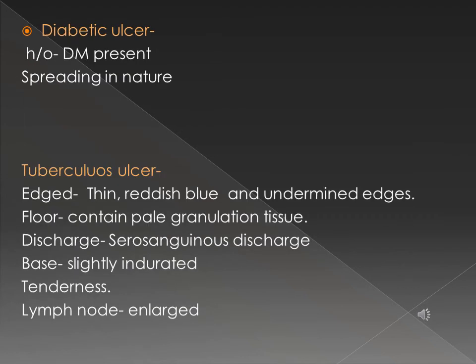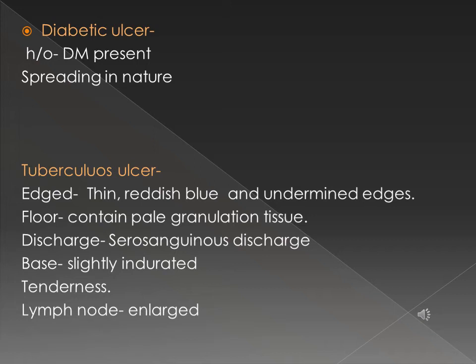Now the next one is a diabetic ulcer. Obviously history of diabetes mellitus is present. It is spreading in nature. Three main causes: diabetic neuropathy, diabetic vasculopathy, and glucose laden cells vulnerable to infection.